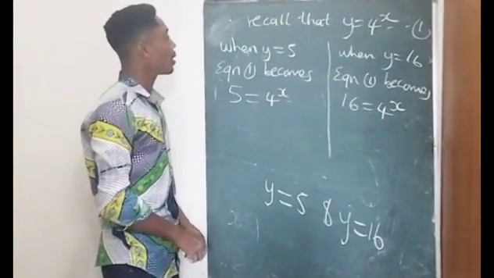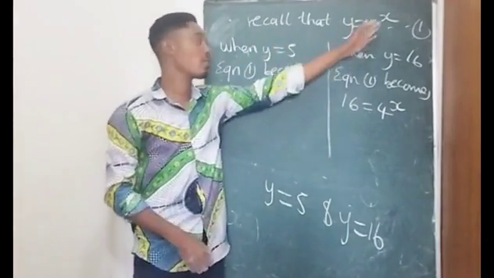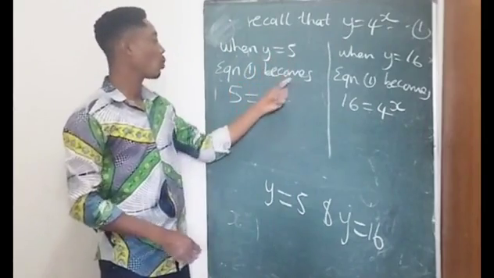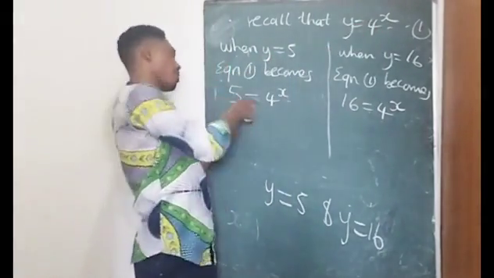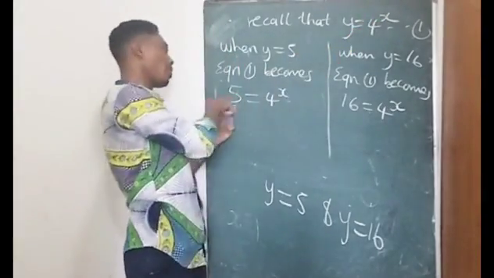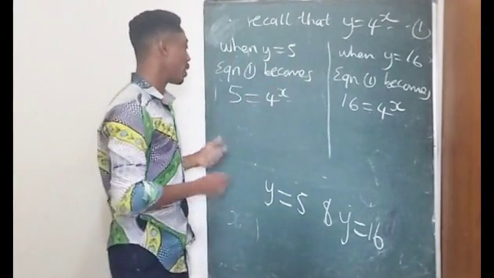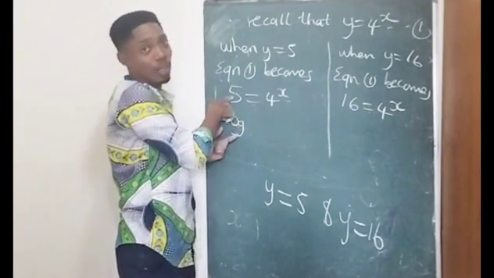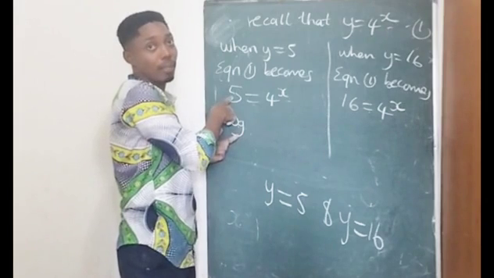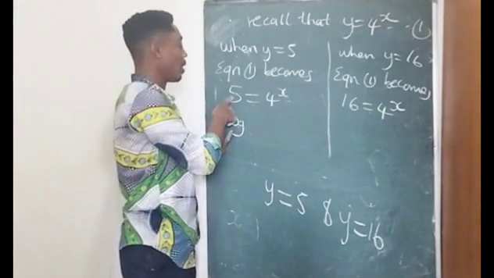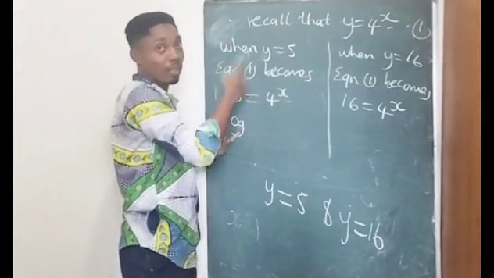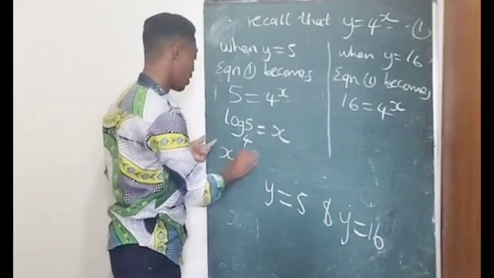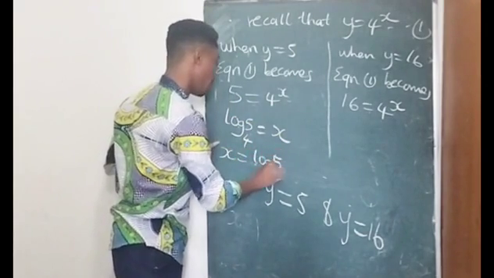You can see from here that we are recalling the fact that y is 4 raised to the power x, that's equation 1. When y is 5, equation 1 will become 5 equals 4 raised to the power x. Remember from our rule of logarithm, this is something like saying log, because we cannot express 5 in index form so easily. The index is going to be a decimal. So this is going to be log 5 in base 4 is equal to x. That means that x is equal to log 5 in base 4.